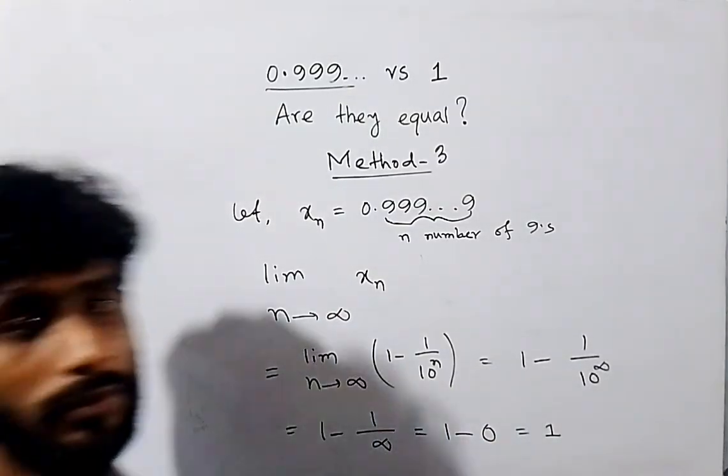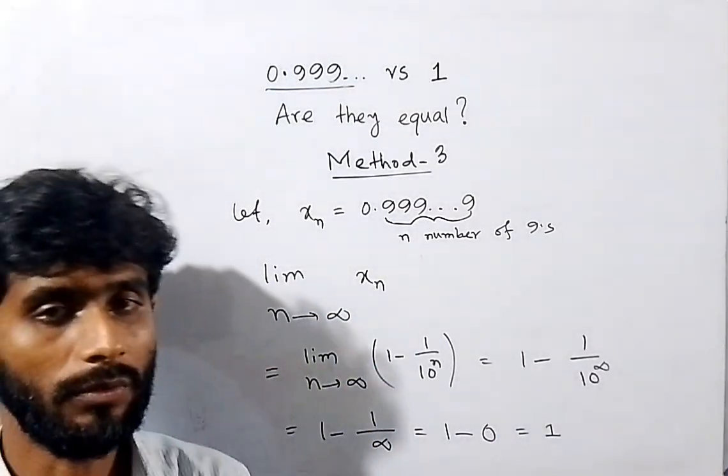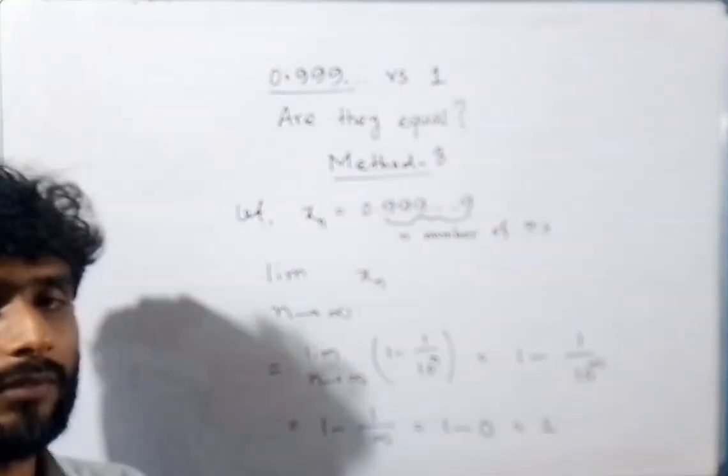So I have shown you three different methods that show these two numbers are just equal to 1.